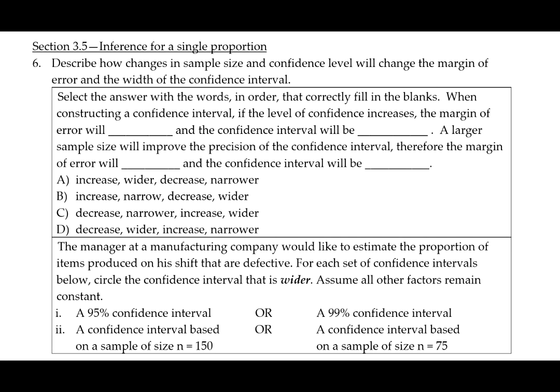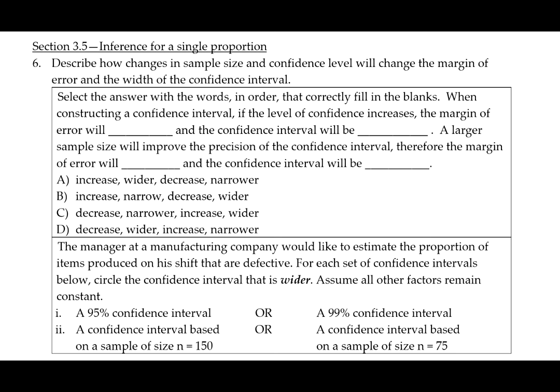Learning Objective 6 from Section 3.5 is to describe how changes in sample size and confidence level will change the margin of error and the width of the confidence interval. Let's look at this first example. Select the answer with the words in order that correctly fill in the blanks.